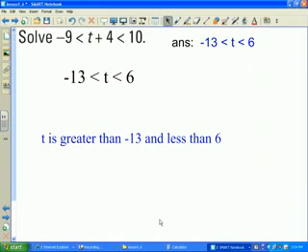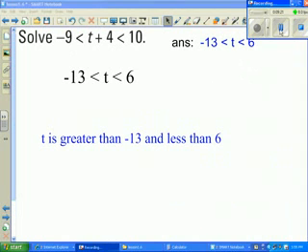To solve a compound inequality, it's very similar to a simple inequality. It's just that there are, in this case, for an and compound inequality, 3 sides. So in this case, I subtract 4 from all 3 sides. Negative 9 minus 4 is negative 13. T plus 4 minus 4 is t. 10 minus 4 is 6. And algebraically, the solution is t is greater than negative 13 and less than 6.